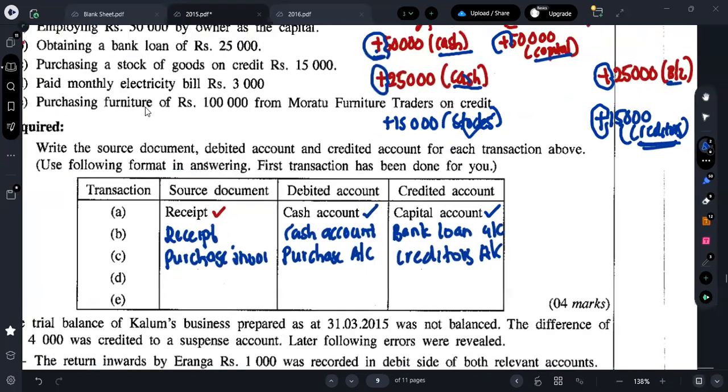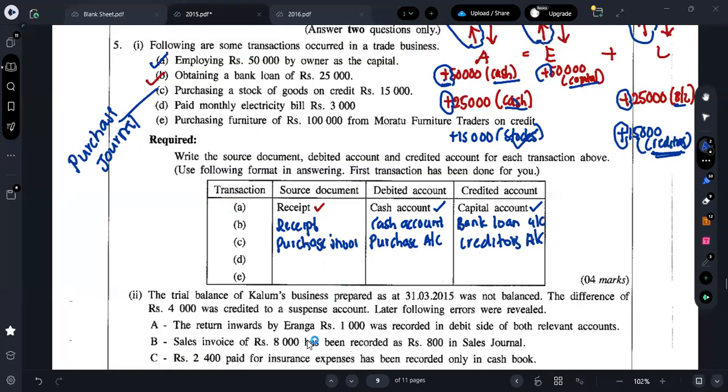Okay, now we are paying electricity bill now, guys. Is it a cash inflow or outflow? If you are paying electricity, it's an outflow, right? So in the initial part of the session itself, I told you if it is a cash outflow, what's the source document? Payment voucher.